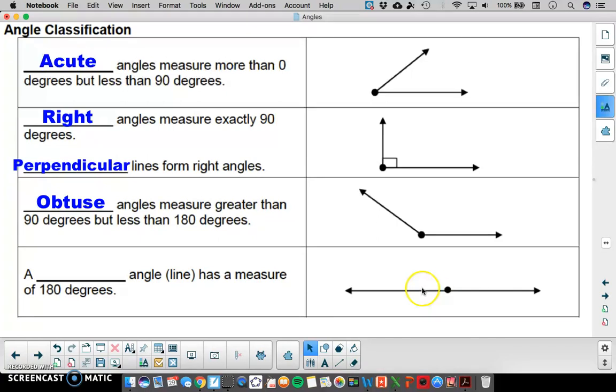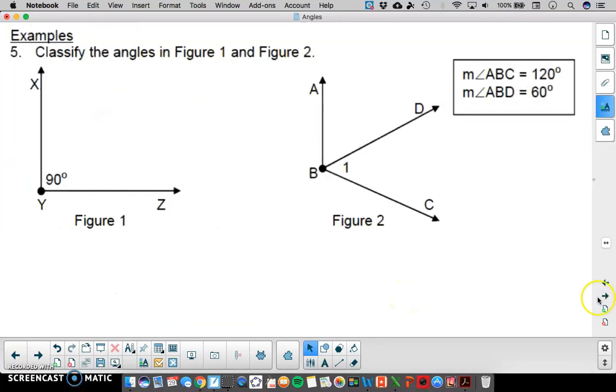And this angle here is a straight angle and has a measure of exactly 180 degrees. Notice that a straight angle is made by opposite rays. They share this endpoint and go infinitely in opposite directions. I want you guys to classify the angles in Figure 1 and Figure 2 on your own.